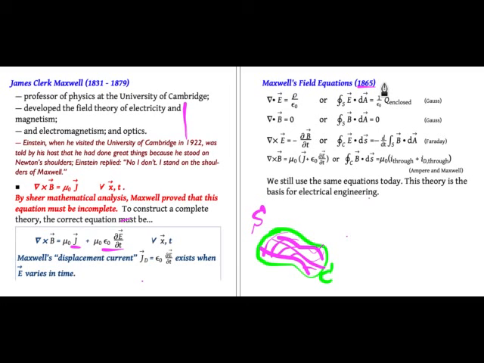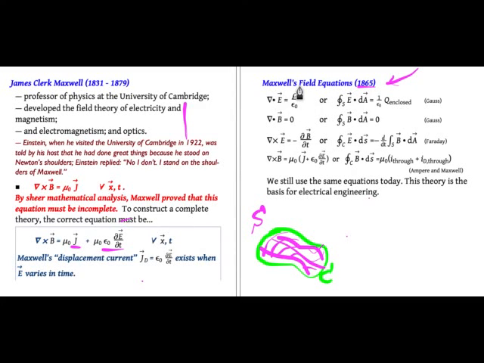And in the US, it was the time of the Civil War. And while those things were happening in England and Scotland, where Maxwell lived, he was originally Scotch, he was developing this theory, which we still use today. This theory is the basis for electrical engineering. It's got these four equations.